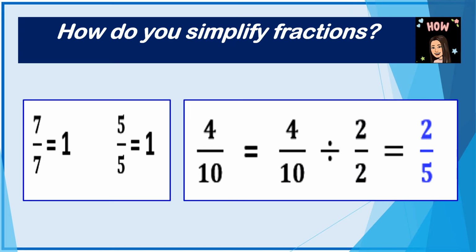Another example is 4 over 10. Now think of the GCF of 4 and 10. So that is 2. So 4 divided by 2 is equal to 2. 10 divided by 2 is equal to 5. So the simplest form of 4 over 10 is 2/5.